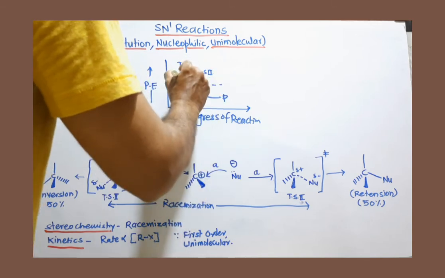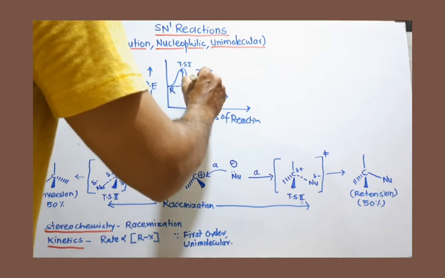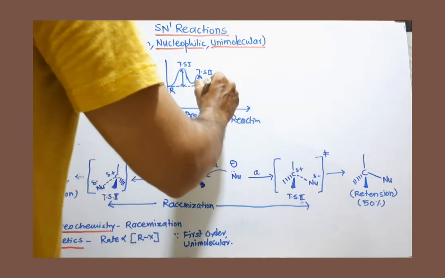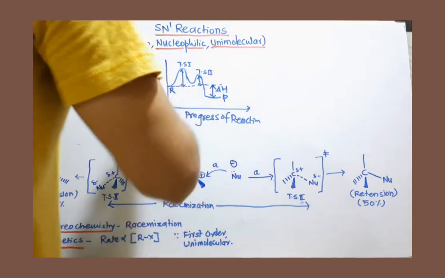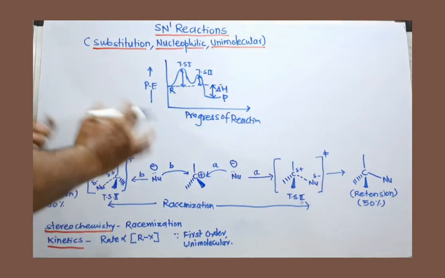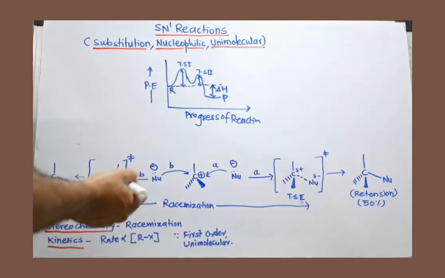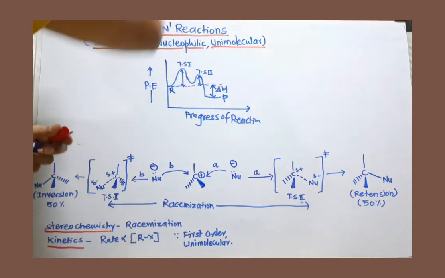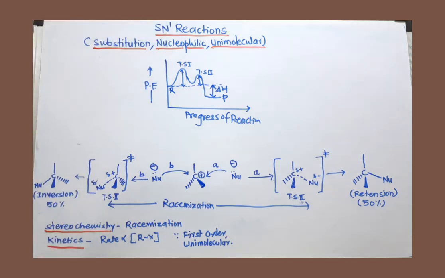So there are two transition states. This is activation energy 1 and activation energy 2. So in this way we get here the product. This is the heat of reaction, delta H. So in this way we can draw the potential energy diagram for the SN1 reaction, which is different from what we discussed in SN2 reaction. There was just one peak because of one transition state. So this is all about the SN1 reaction. Thank you.